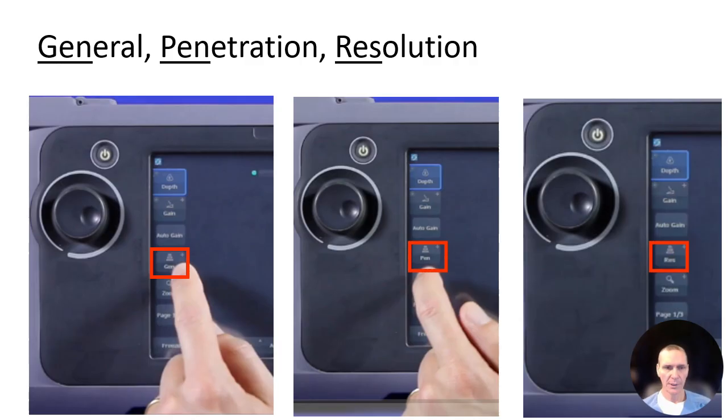Another set of buttons to be aware of: most will have a general, penetration, and resolution setting, often labeled Gen, Pen, Res. Now remember, these probes have a range of frequencies, and the lower the frequency, the more penetration. So if you put this on a penetration setting, it'll take that probe to the lower frequency and you'll have better penetration. Conversely, if you put the machine on resolution, it goes to a higher frequency in its range and you'll have better resolution. I would say most practitioners use the general mode, but now you will have an idea of what that setting does.